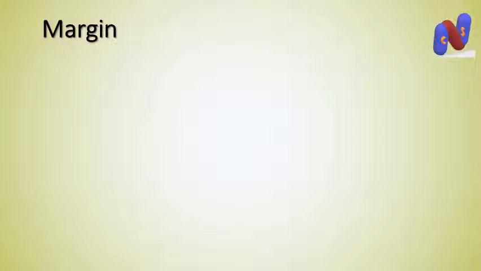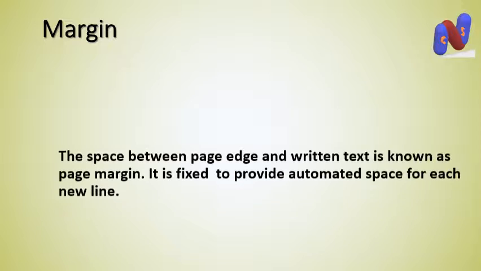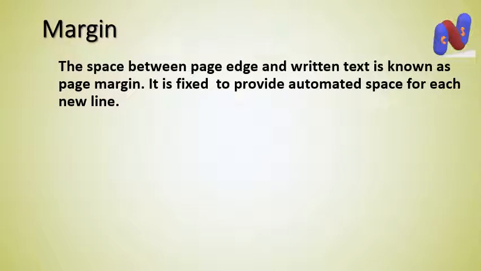Margin. What is margin? The space between page edge and written text is known as page margin. It is fixed to provide automated space for each new line. As you can see on our screen also, there's a space between the text and our screen border. That particular space is known as a margin. All of you have seen margins in your text copies also.